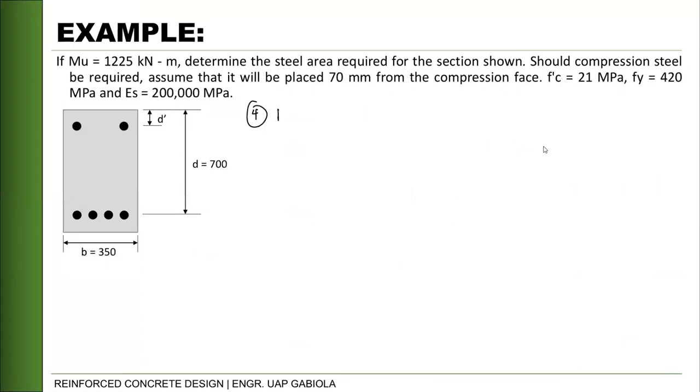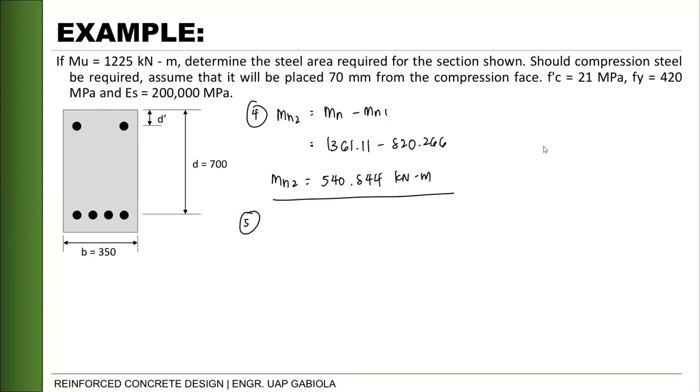So, step 4 is to get for Mn2. So, we have Mn minus Mn1. So, Mn natin is 1361.11 minus 820.266. So, Mn2 is 1361.11 minus, so we have 540.844 kilonewton meter. Okay, and calculate for As2 natin tsaka As prime.